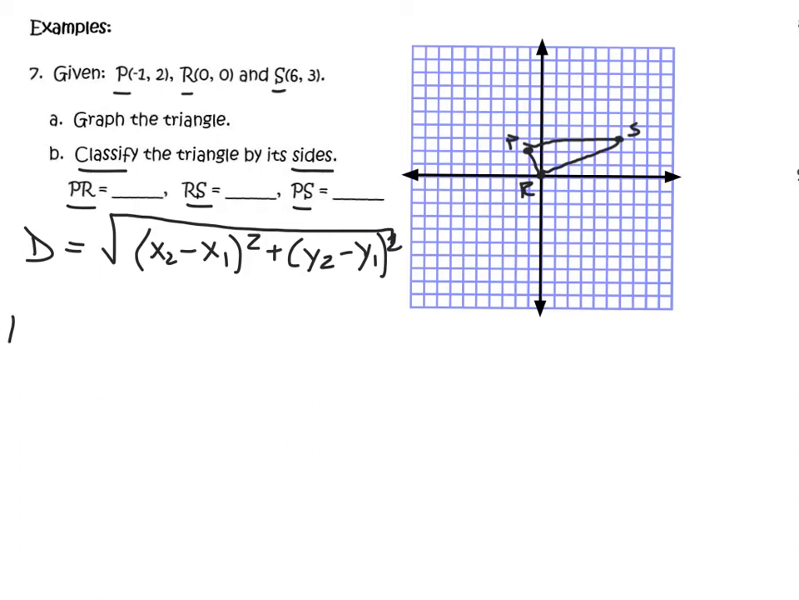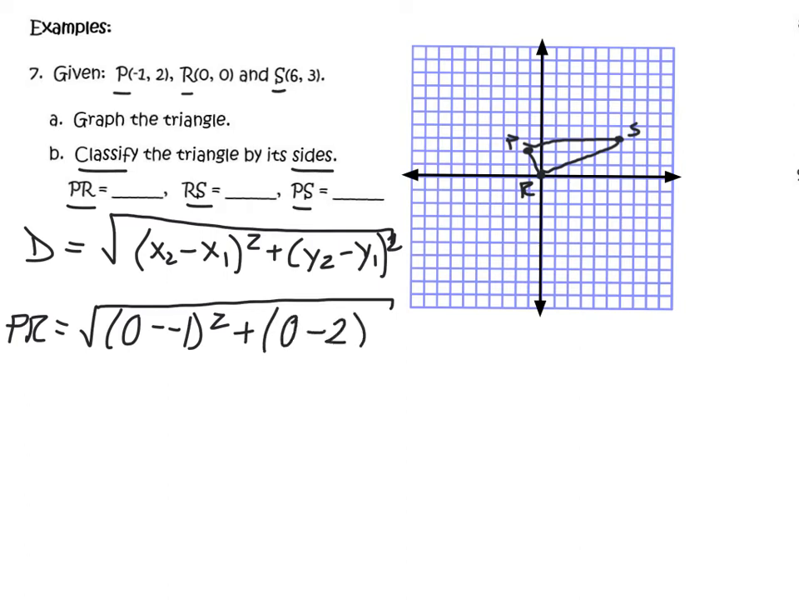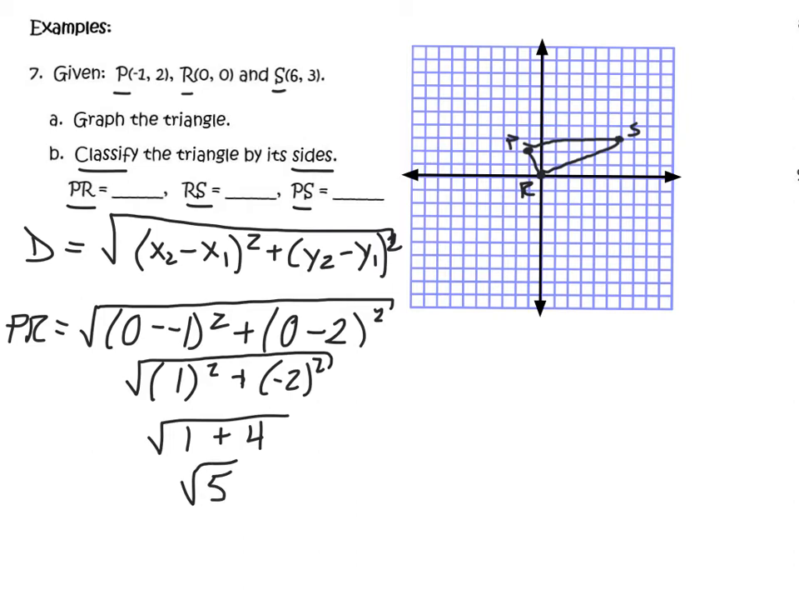So first let's start with PR. So let's take our x values, plug them in first. I'm going to have 0 minus -1 squared. And for my y's, it's going to be 0 minus 2 squared. So that's going to give me +1 squared and -2 squared, which is going to leave me with 1 and 4, which leaves me with square root 5.